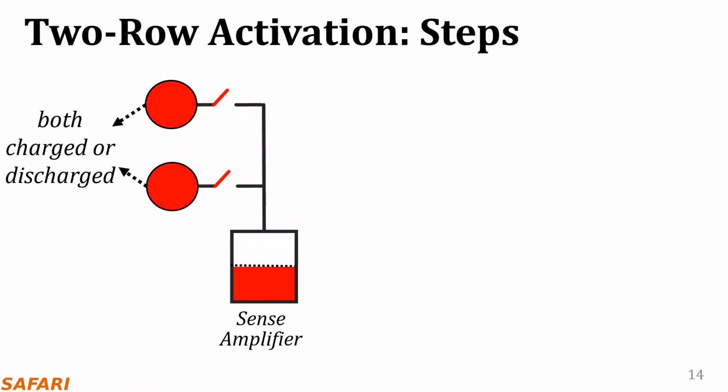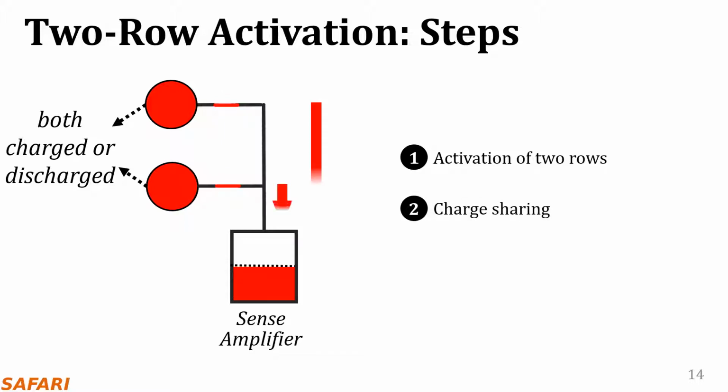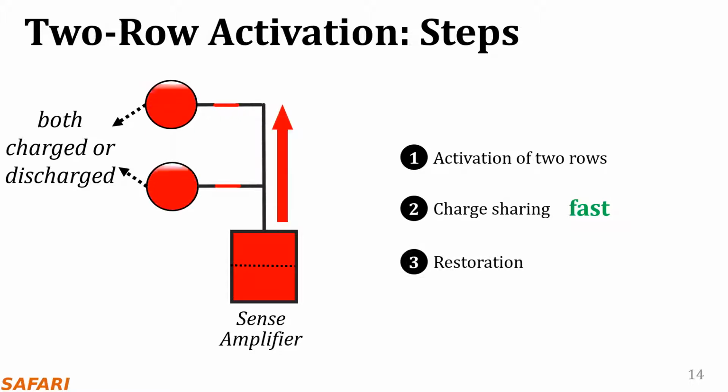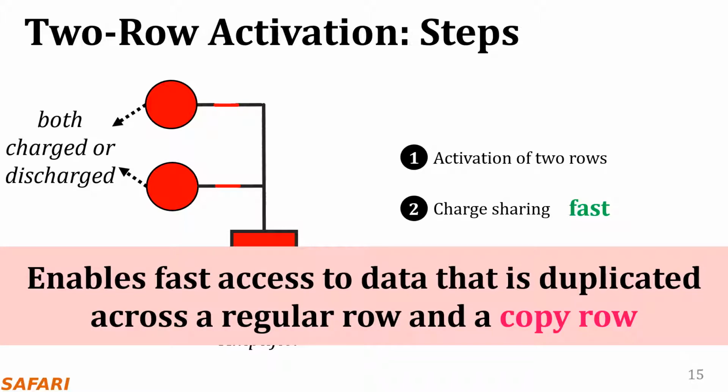Simultaneous multiple row activation operates similarly to the row copy operation. The difference is that two rows containing the same data are activated simultaneously. Doing so, both rows share their charge with the sense amplifiers. This accelerates charge sharing as two cells together share more charge with the sense amplifier. As a result, the restoration completes sooner and read-write operation can be serviced sooner compared to conventional single row activation. The CRW substrate enables fast access to data that is duplicated across a regular and a copy row.